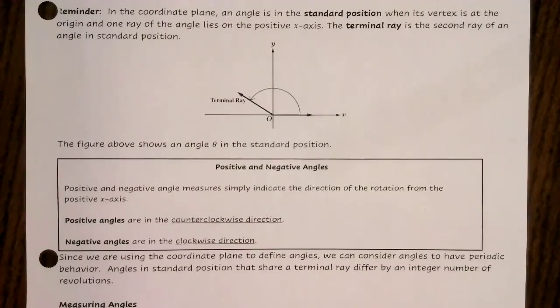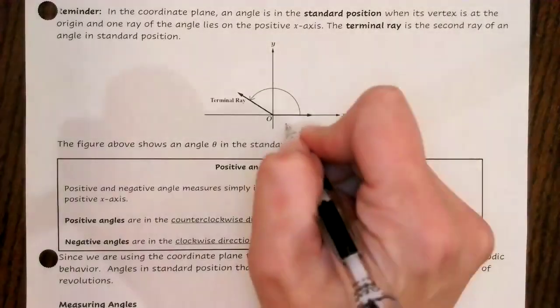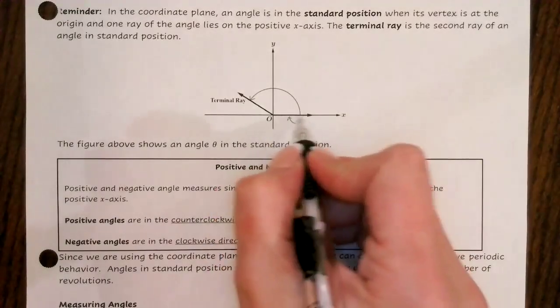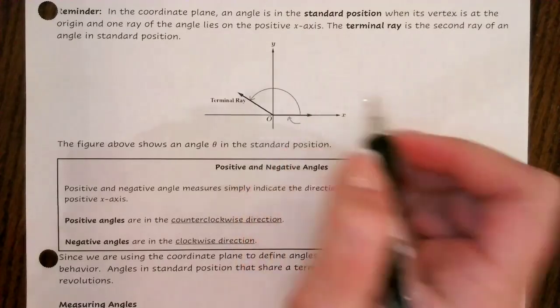Today we're going to continue talking about our angle measurements and radians. And so we'll start with this reminder that in the coordinate plane, an angle is in the standard position when its vertex is at the origin and one ray of the angle lies on the positive x-axis. So this one right here is on the positive x-axis. That's our initial position right here when it's on the positive x-axis.